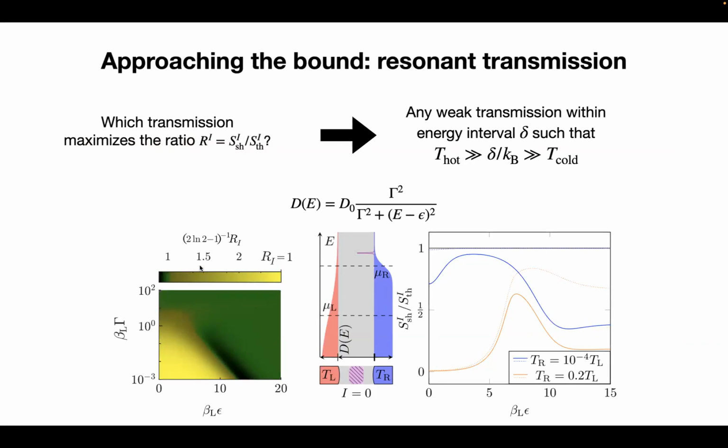What I'm showing here is the ratio between the shot and thermal components of the charge noise. And whenever you see yellow, the ratio approaches 1. This happens where the resonance is very narrow. And whenever you see green instead, in this area here, you go back to the result I was showing before for constant transmission. That's just because the resonance is so broad that effectively this transmission looks like a constant compared to the other energy scales in the problem.